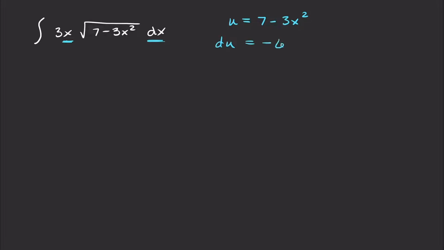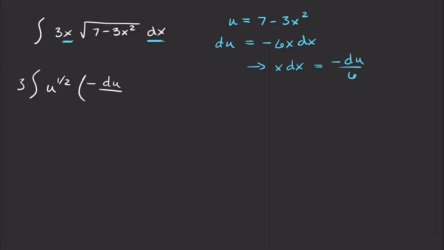So du is going to equal minus 6x dx, or we can solve this for x dx, since we see that's what is in our integral, and this will be x dx equals minus du over 6. So now when we do our substitution, we have 3 times the square root of u, or maybe we go ahead and write that as u to the 1/2, and then x dx just gets replaced with minus du over 6. If we write that, our 3 over 6 will reduce to 1/2. We'll bring our minus sign out front, and this is the integral of u to the 1/2 du.